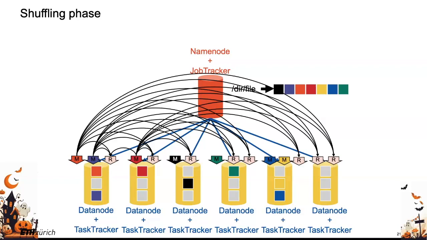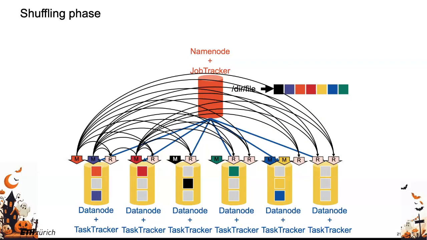I have produced all of my intermediate key value pairs. Some are in the memory, some are on disk. Now comes the shuffling phase. What is the shuffling phase? Well, the reduce slots will need all the key values grouped by key, right?